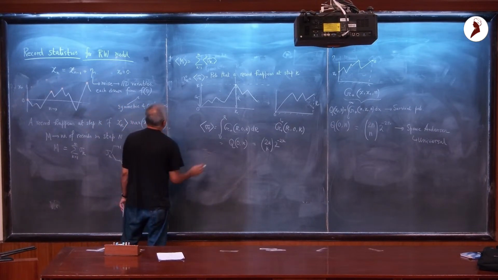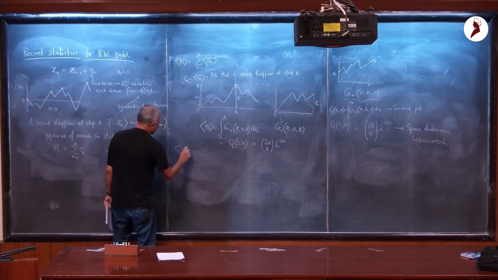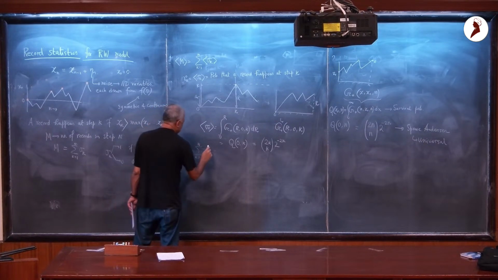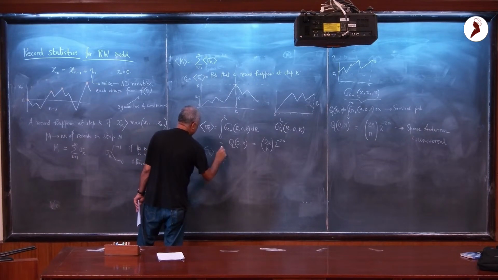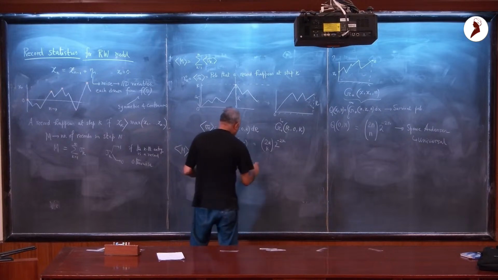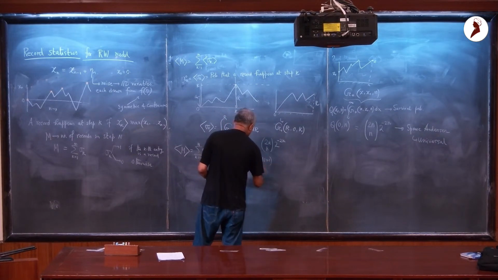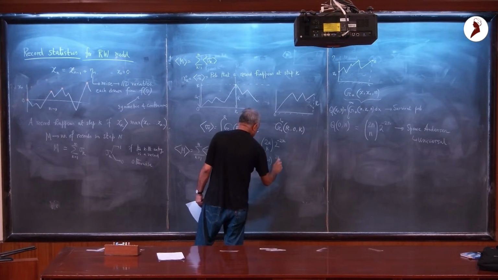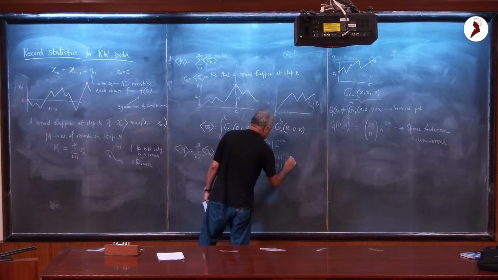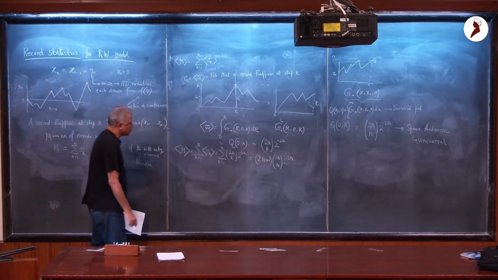So therefore, the mean number of records is the sum over k equal to 1 to n of sigma k. You can do this sum very easily. This is just a binomial. So that's the exact result.